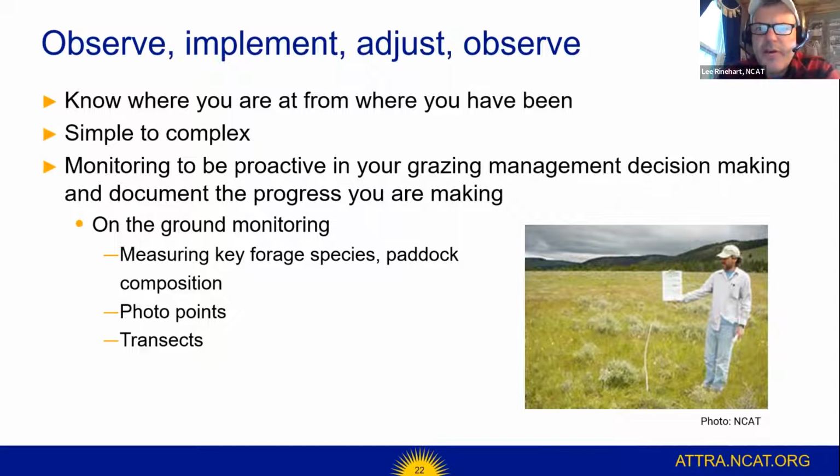We're going to cover ways to measure key forage species, to figure out paddock composition, using things like photo points or transects, or various other ways to count actually what's out there, so that we can make decisions. That's what the whole thing is about, to be a feedback mechanism so that we can make decisions on the ground. Okay, so next slide, please.